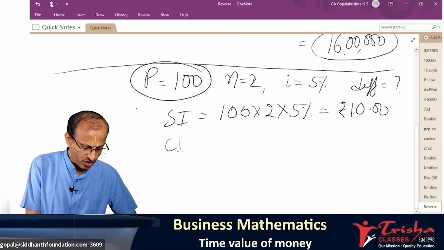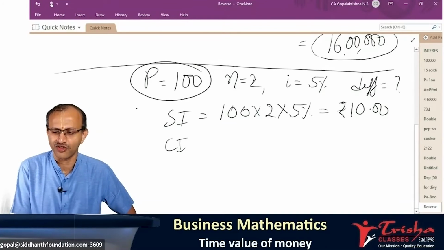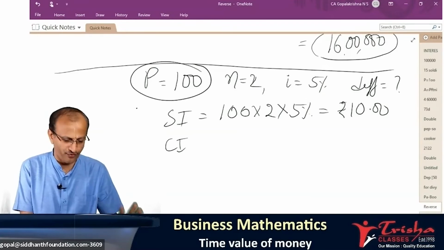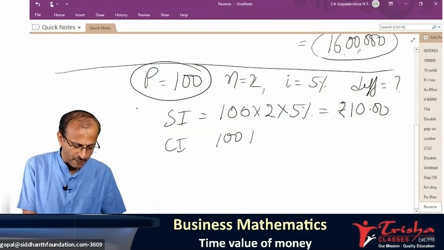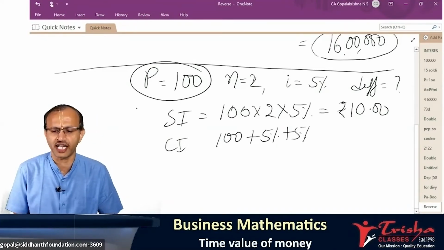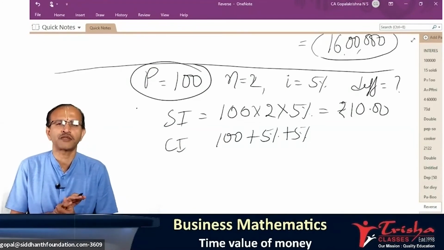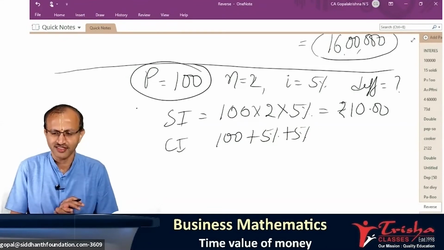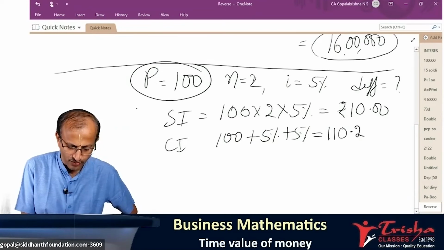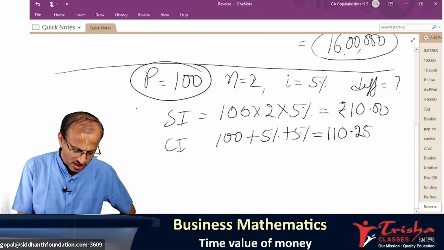Super. To work out CI, how many years? Is it 8 years, 10 years? No. It is 2 years. Let us not go for the formula. You have a calculator: 100 plus 5% plus 5%. Fast. 105 plus 5%. Is it 110.25? Is that your compound interest?